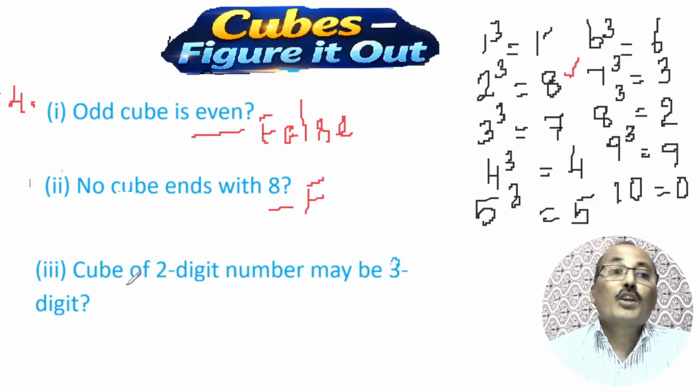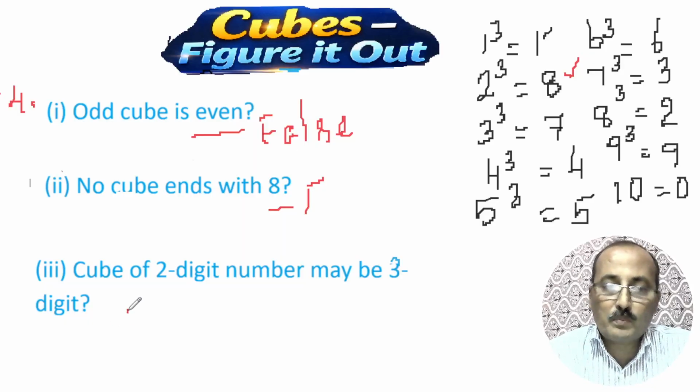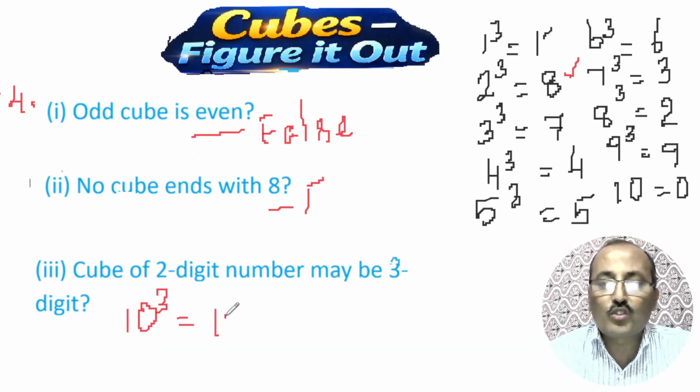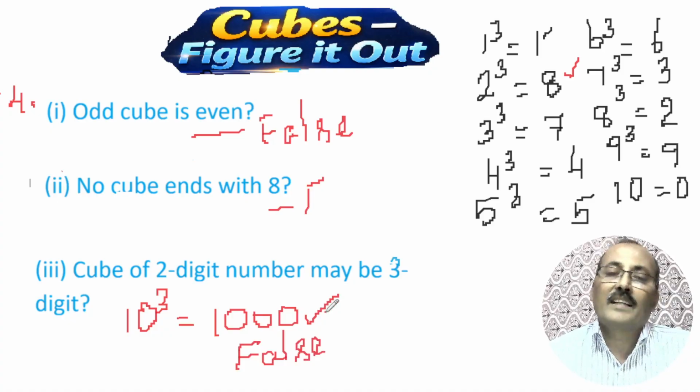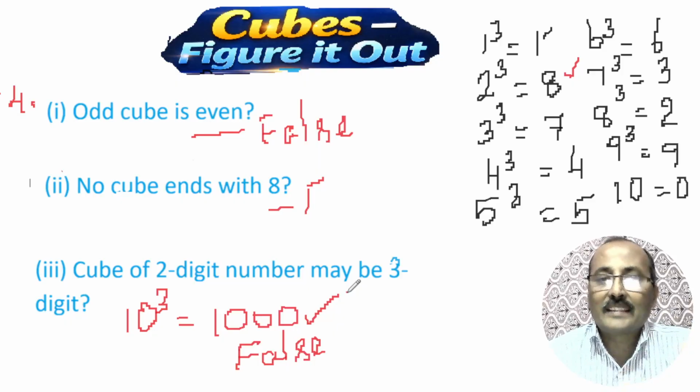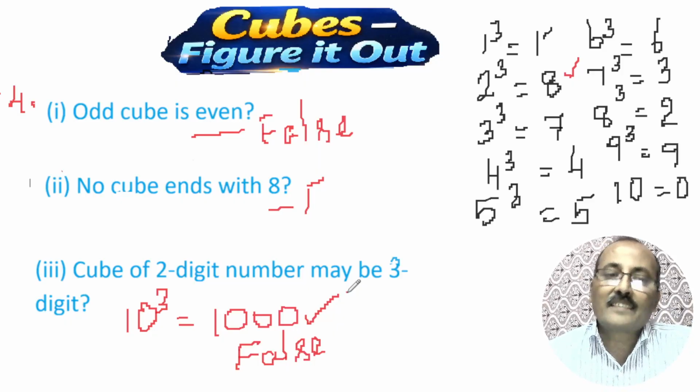Then, the cube of a 2-digit number may be 3 digits. The smallest 2-digit number is 10, and 10 cube equals 1000. That is a 4-digit number, so it is not true. This is also false. My dear children, still 2 more sums like that are there. Try to do them yourself and write your answers in the comments.